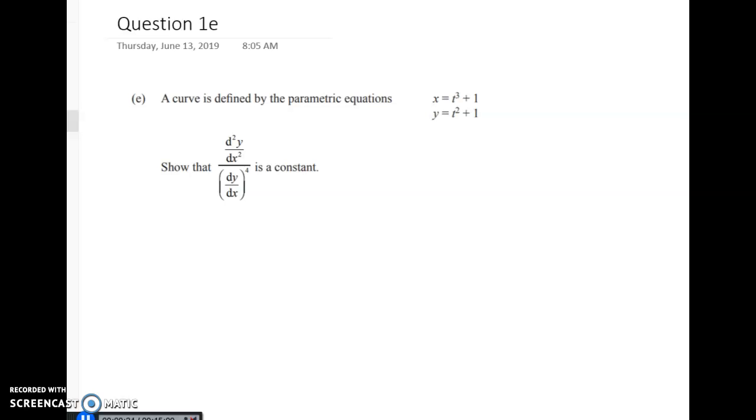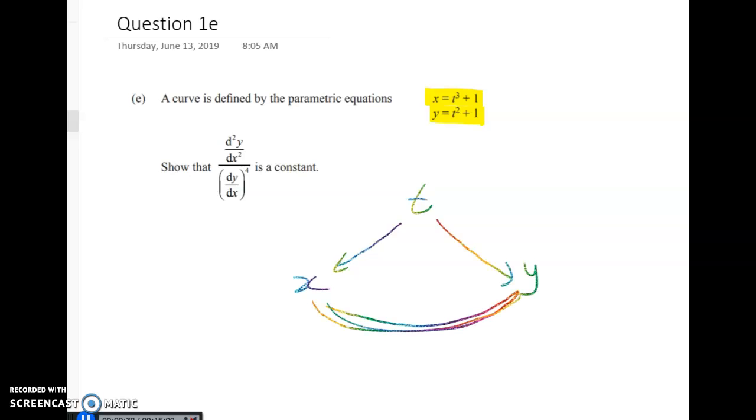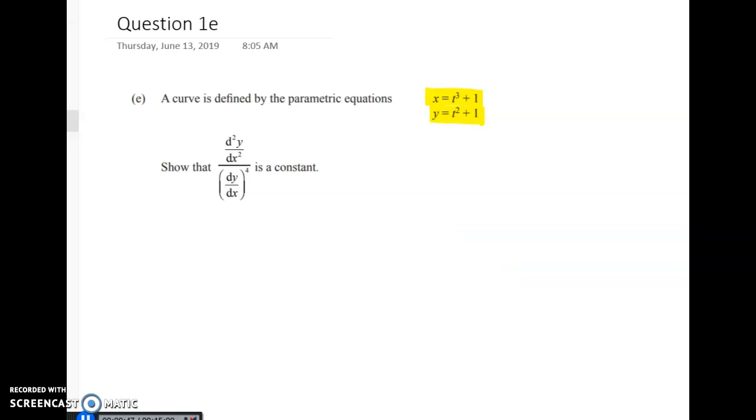So we're just given the following function. We're told a curve is defined by these two parametric equations. Remember that what that means is that t is going to affect x and t is also going to affect y. So indirectly there's a strong link between x and y. We just don't find it in the usual way. And what we have to do is to show that the second derivative of y with respect to x over the first derivative to the power of 4 is a constant. So it should be pretty obvious where we need to start. We need to find dy by dx, and then we need to find d squared y by dx squared.